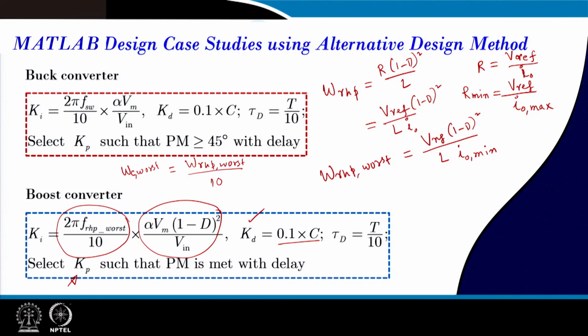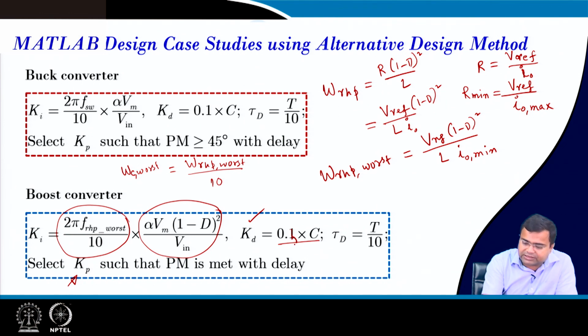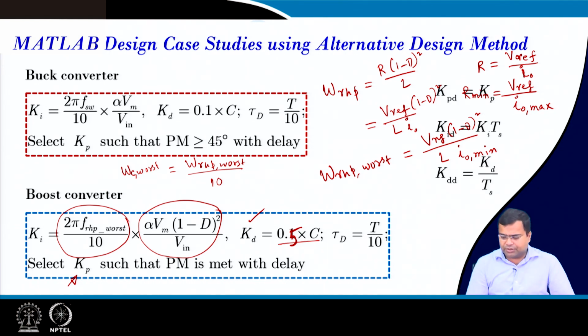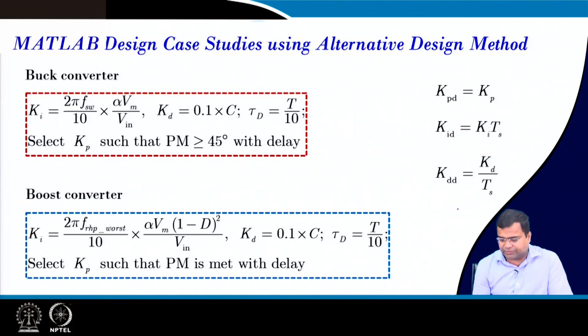If you want to get additional phase, I would say you can increase this derivative gain. That means you can make the derivative gain somewhat higher. I can say for boost converter you can set 0.5 instead of 0.1. So, we will get additional phase boost, otherwise the phase margin will be very low. Now we can convert all this into digital by means of this conversion.